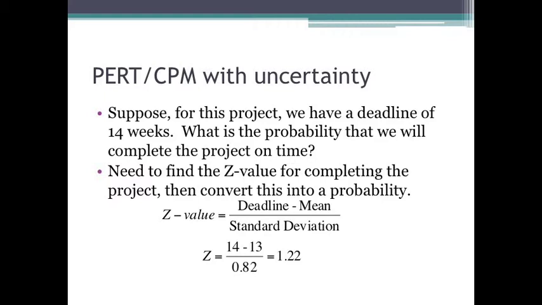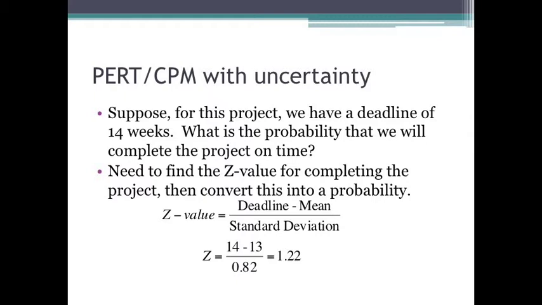The z-value is just going to be the deadline, that deadline we're most interested in, minus the mean, all of that divided by our standard deviation. The mean is the mean project completion time that we found thanks to PERT CPM, and the standard deviation is the project standard deviation that we just calculated. So in this case, the z-value is 14 minus 13 divided by 0.82. So deadline minus mean divided by standard deviation. And so that's 1.22. So this deadline that we're most interested in is 1.22 standard deviations above the mean.